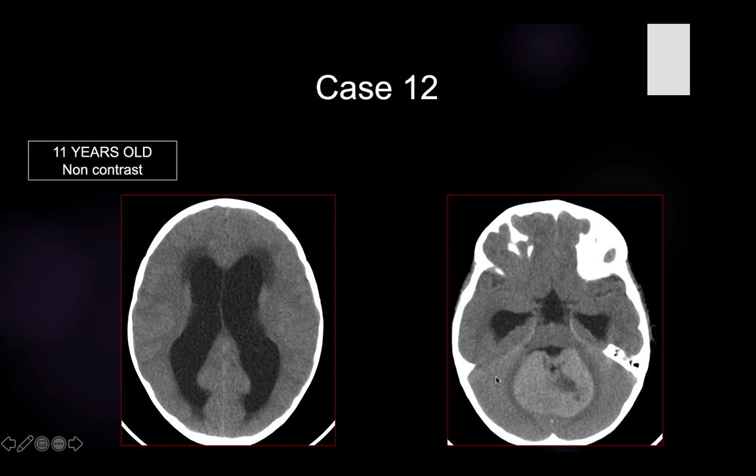And we can clearly see the high attenuation or hyperdensity of the lesion in the non-contrast study, and this is one of the classic signs for medulloblastoma. This is a very common question in MCQs about a hyperdense mass lesion in the posterior fossa. The hyperdensity is a very characteristic sign for medulloblastoma, because it is a highly cellular neoplasm, and it is relatively hyperdense in the non-contrast study.